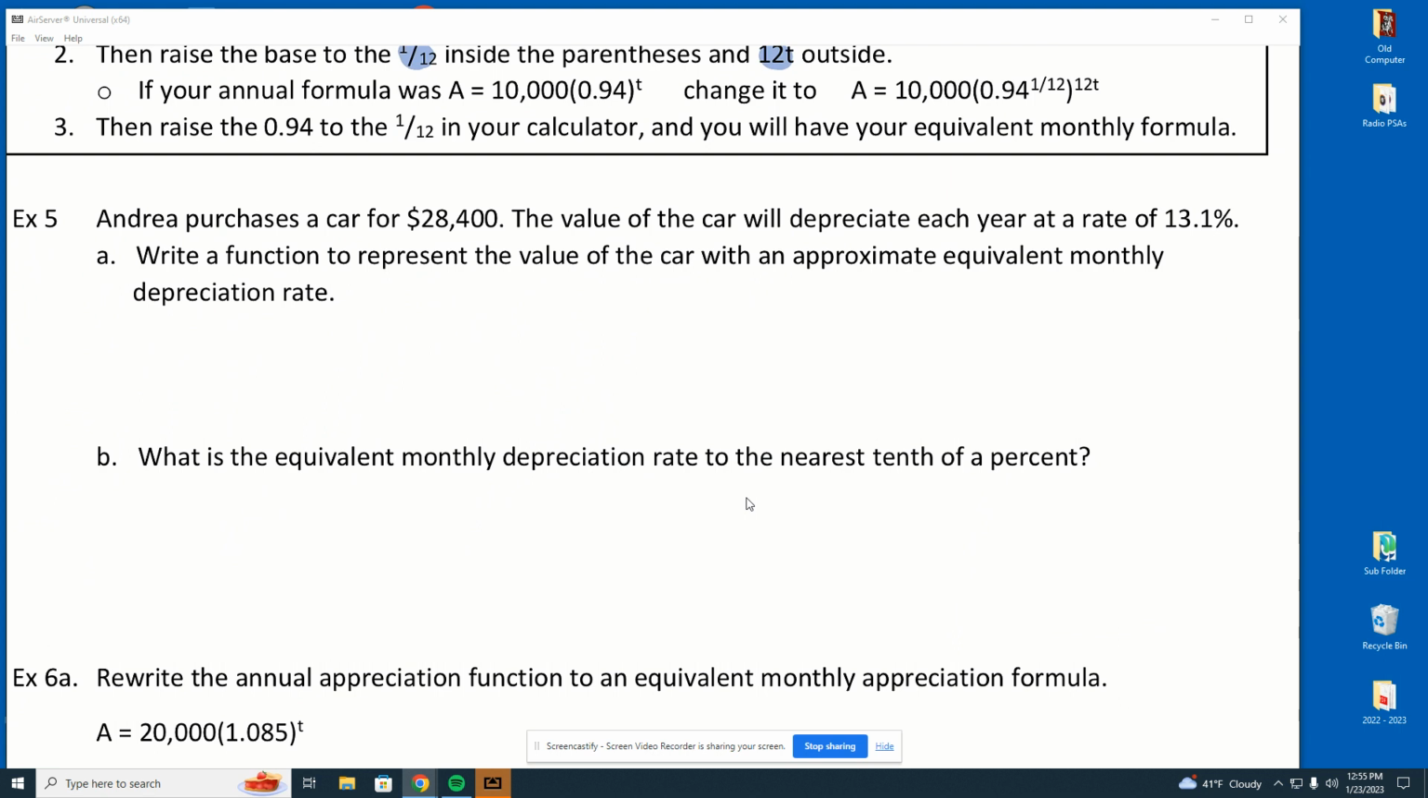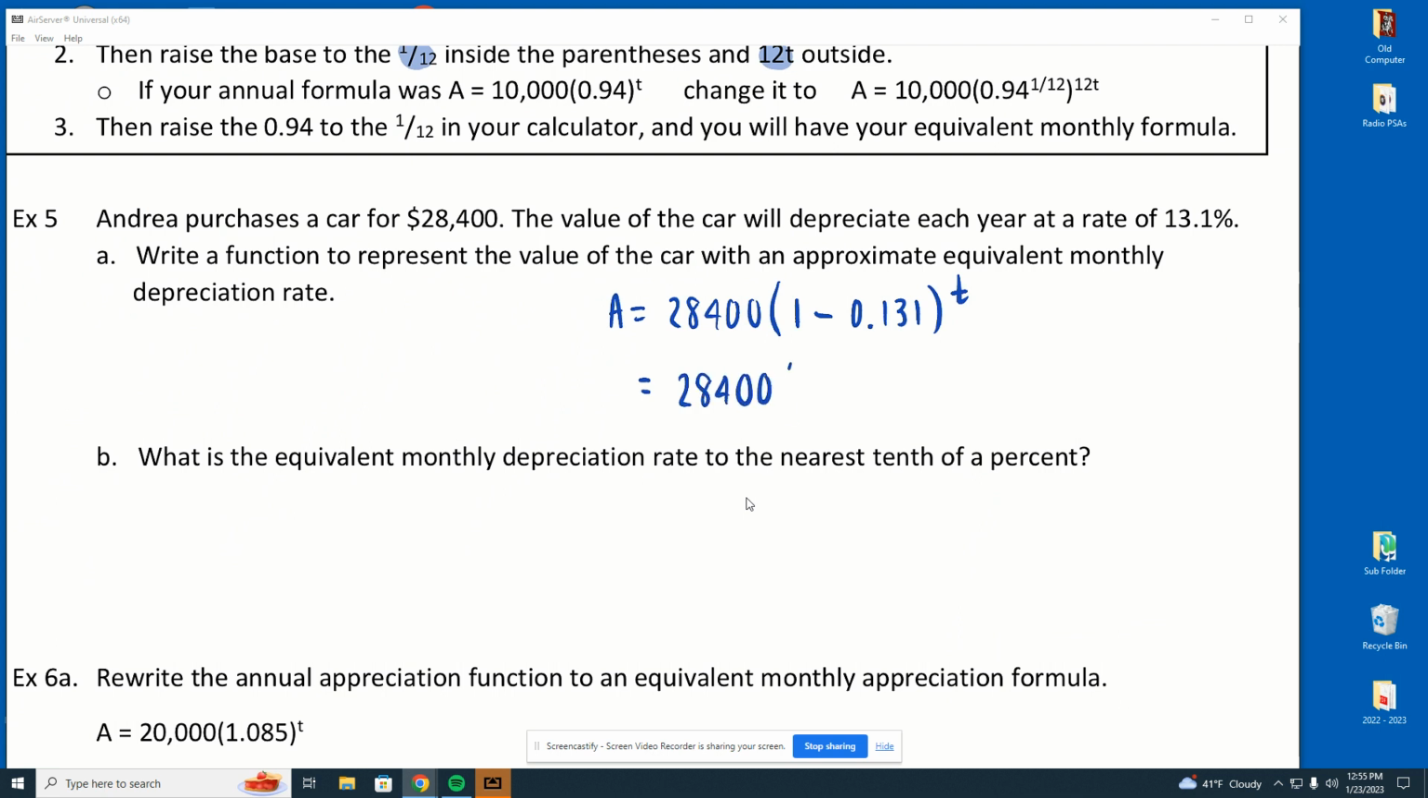Look at example 5. Andrea purchased a car for $28,000. What's that, guys? That's P. It says that the value of the car will what? So we are taking 1 and subtracting 13.1%. How do I write 13.1%? 0.131, right? To the t power. That's my equation, not messed with at all. Just my depreciation equation. Now, let's simplify inside here.